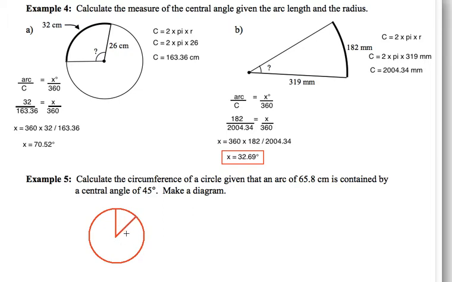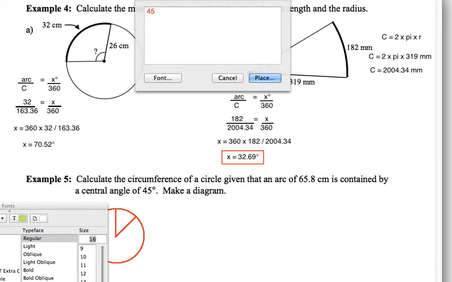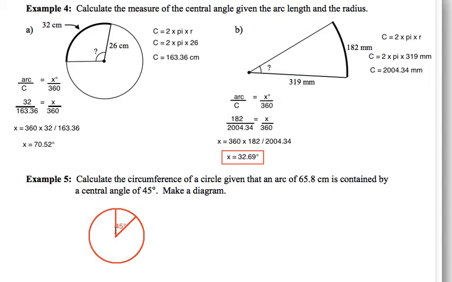It doesn't have to be to scale, but you do want it to look kind of like what you think 45 degrees would look like. Right? This is actually pretty close to 45. 45 degrees would be right in there. So I've got a central angle of 45 degrees, and I've got an arc of 65.8 centimeters.